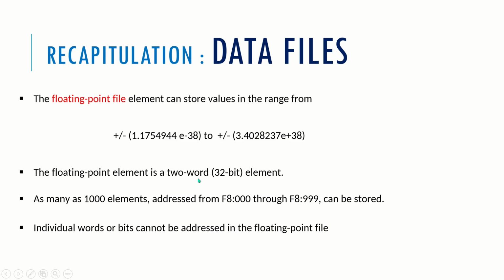Okay, the floating point file is a 32-bit element, right? Because here we can handle larger data or very infinitesimally small data. Therefore this 32-bit element is required over there. There are almost 1000 elements. They can be addressed from 000 to 999, and the designator is F8.